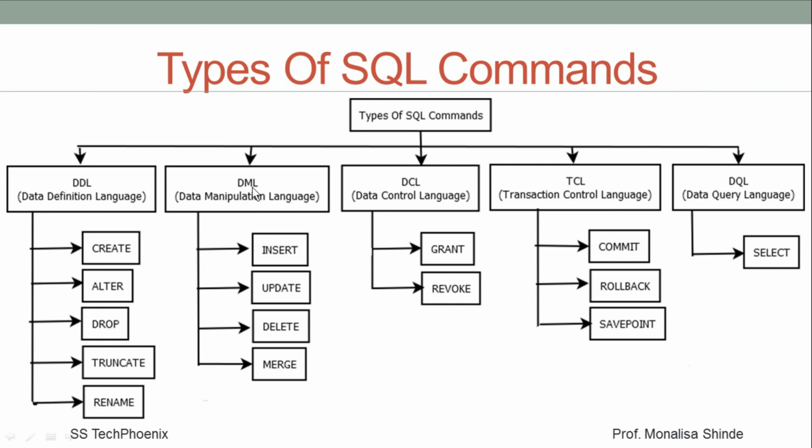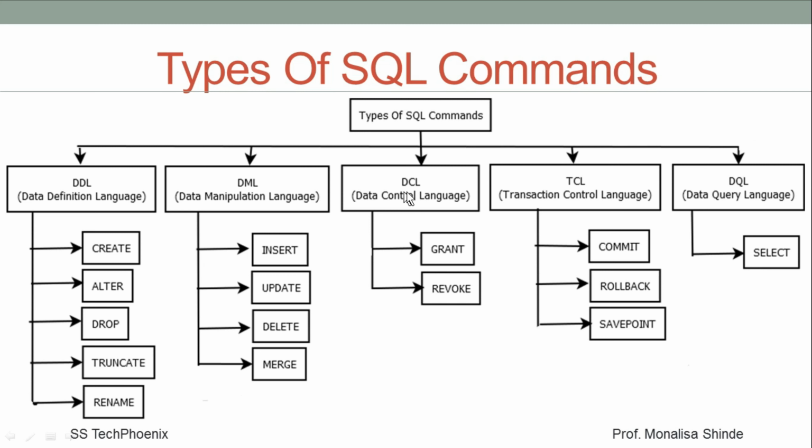Next is Data Manipulation Language. These are the commands which are used to manipulate the data within the table. If we want to insert new data, then insert is the command. If we want to change or update the database, then we have to use update. If we want to delete that data, then delete is the command. Merge is another command which is a combination of these three, and it is used to merge the data from two tables and creates a single updated table.